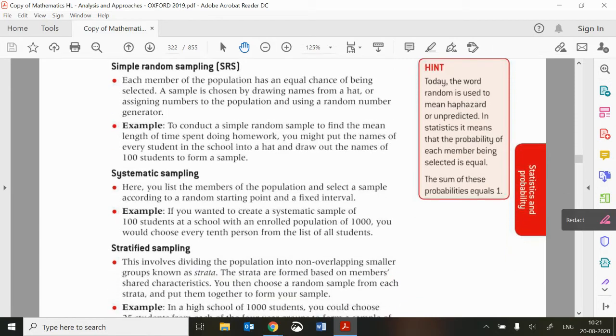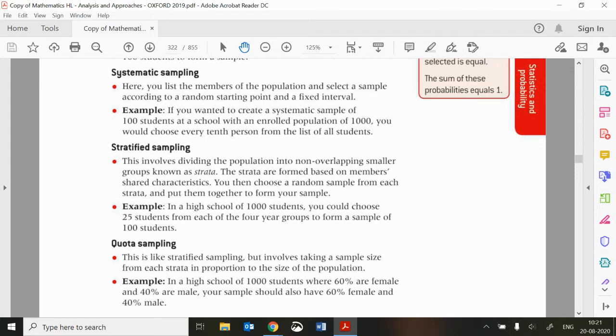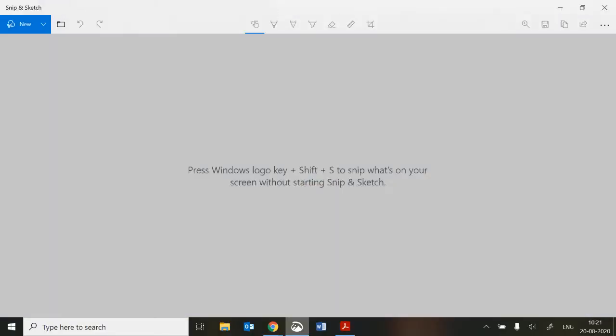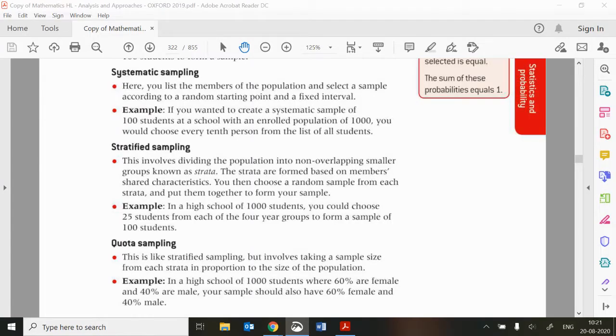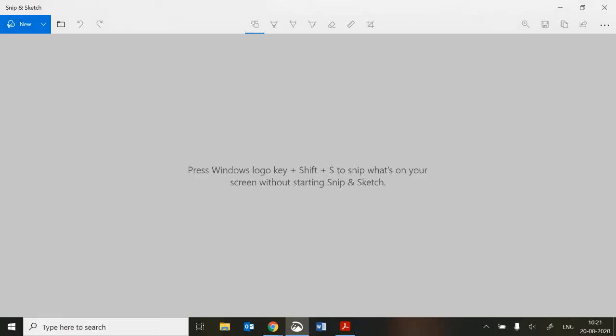Okay, so there's the first one. Systematic sampling. Here you list members of a population and select a sample according to a random starting point and a fixed interval. So what does this mean? Let's just take that one, in fact.